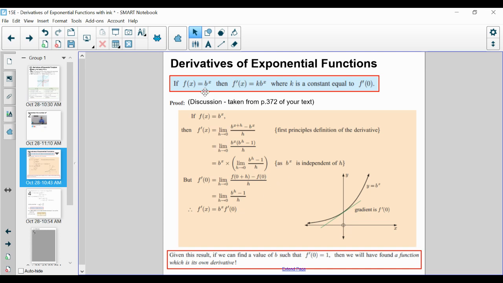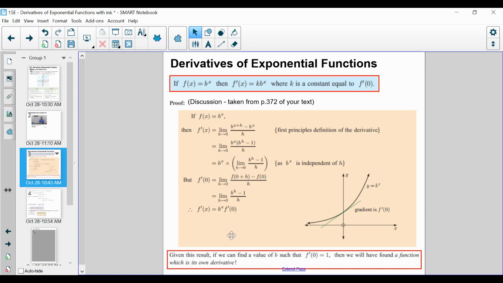Essentially, if we have a function b to the x, the derivative is k times b to the x, where k is a constant that we get when we take the derivative and set x equal to 0. That's kind of a circular definition, and it comes from following this first principles definition of the derivative. I'm going to let you read that through on your own time and absorb it. I'm not going to ask you to repeat it in class. That's just to explain where this comes from.